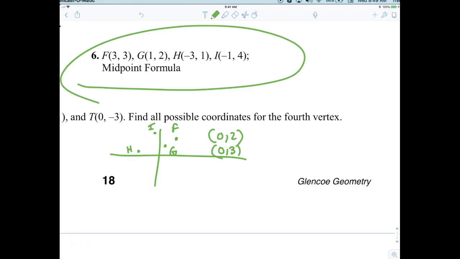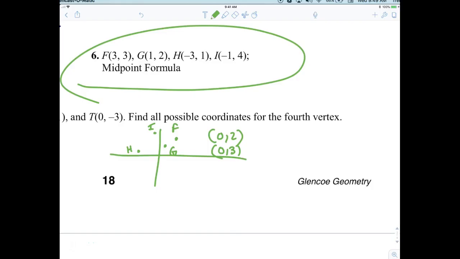But the point is that it's just a really good review of slopes and distance formula. That's all. Because personally, I would never do it any other way. Girls, it's the same for you as the boys.